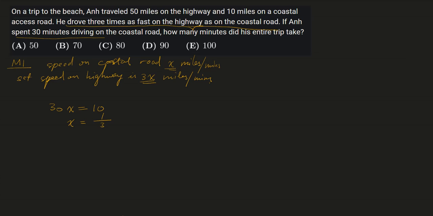Nice. If x is 1/3, his speed on the highway would be 3x, which equals 1. So his speed is 1 mile per minute on the highway. That's a very good number. And he traveled 50 miles, so that's 50 miles divided by his speed. His speed is 1, so that's 50 minutes.